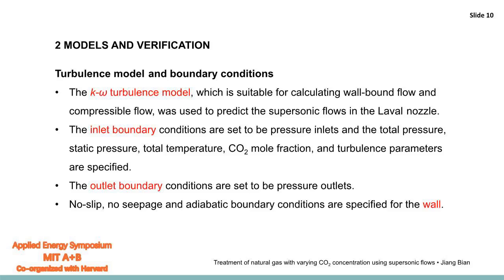The k-omega turbulence model was used to predict the supersonic flows in the nozzle. The inlet and outlet boundaries are set respectively according to the flow characteristics of the supersonic compressible gas, and the nozzle wall is set to be no slip, no seepage, and adiabatic.